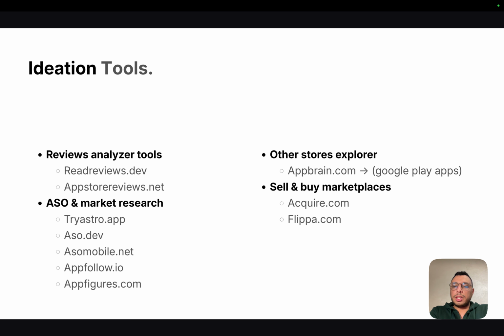For the selling and buying marketplaces, we can use Acquire or Flippa. They are the most popular ones. So we can use them for our research or for our discovery.